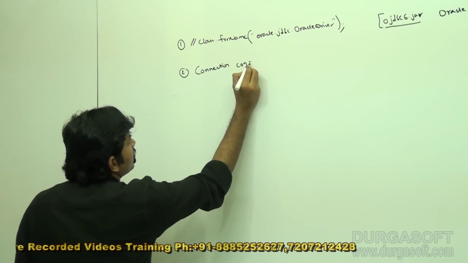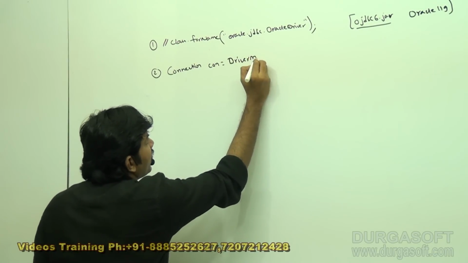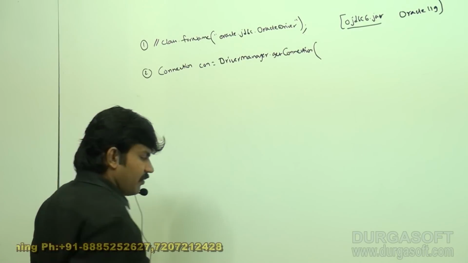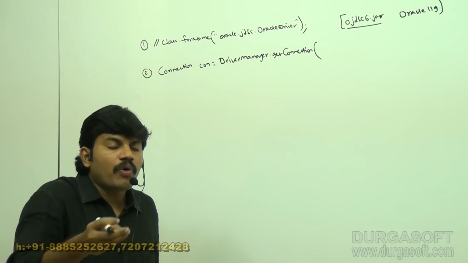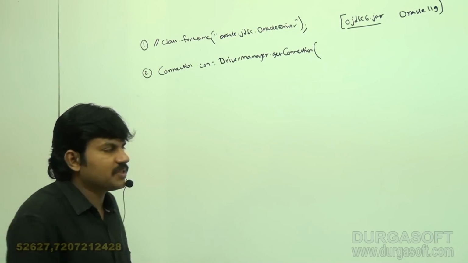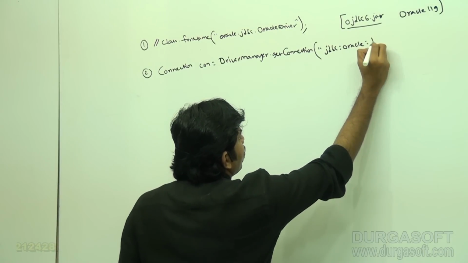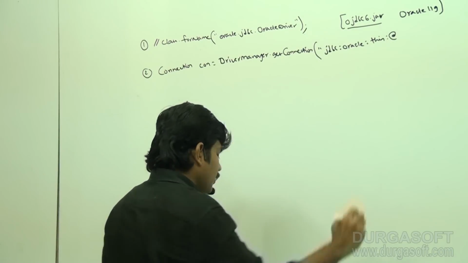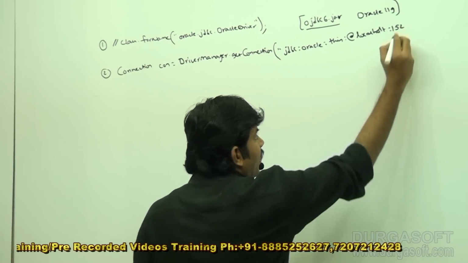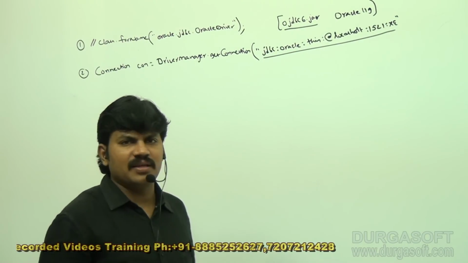Connection con is equal to, sir, there is one person, DriverManager.getConnection. Sir, what is the URL of the database? We have to provide the URL of the database, right? Okay, there is a fixed format. jdbc:oracle:thin:@localhost:1521:xe. Sir, being these internal things, not required to worry.